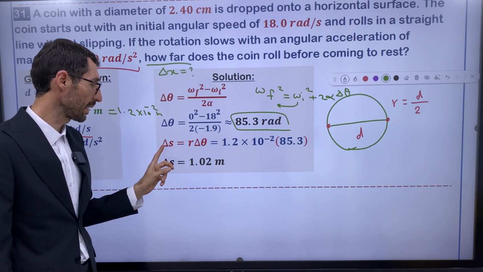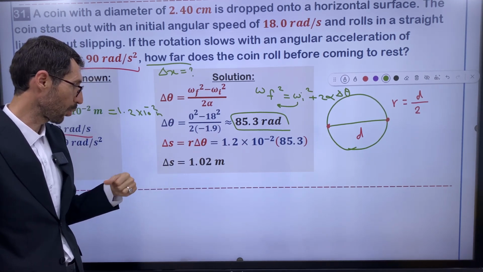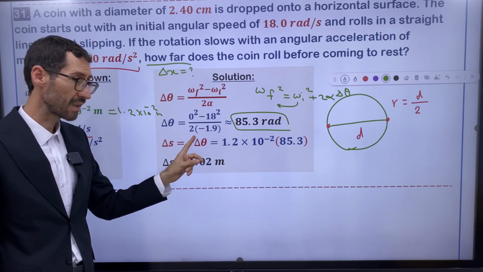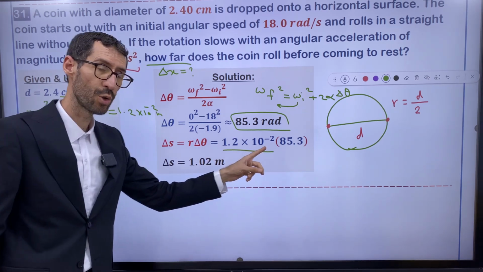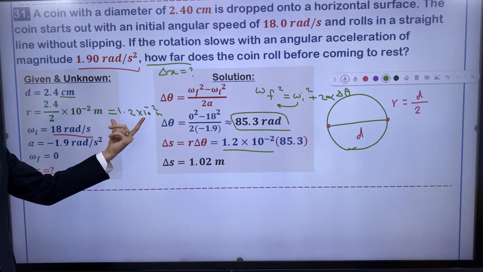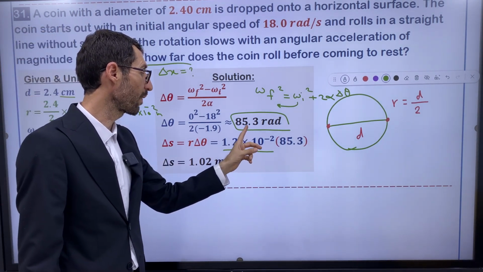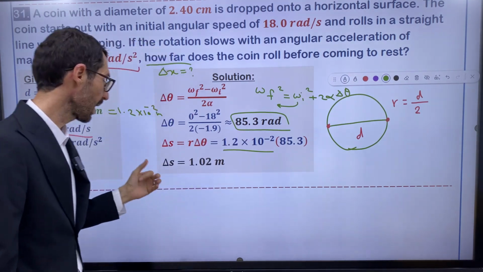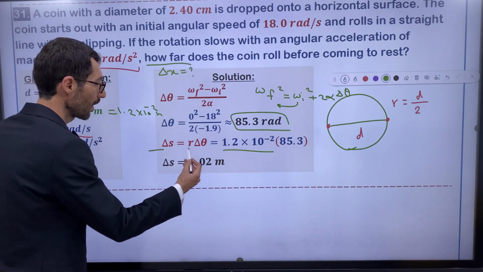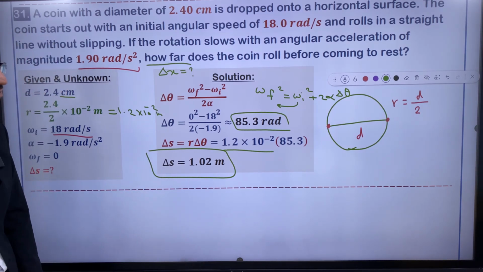That's why you have to convert delta theta into delta S by this equation. Delta S is equal to R delta theta. R is equal to 1.2 times 10 to the negative 2 meters. That's the radius of the coin. Multiplied by delta theta, we've already found it. Just substitute it here to find the answer. And the answer will be 1.02 meters. Let's say this is the answer.